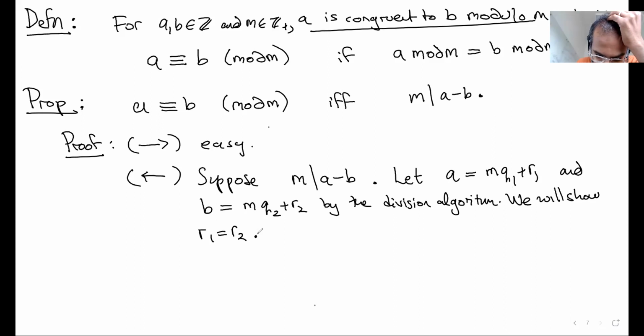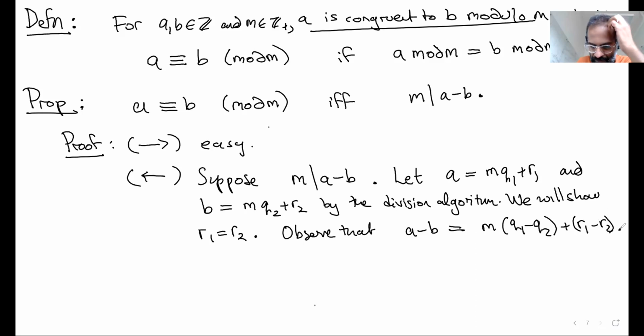So the key observation is let's just divide them. Observe that A minus B is equal to M times (Q1 minus Q2) plus (R1 minus R2). Okay, that's just what I get from the assumption. But what do I know about this remainder R1 minus R2? It has to be 0, because M divides A minus B.